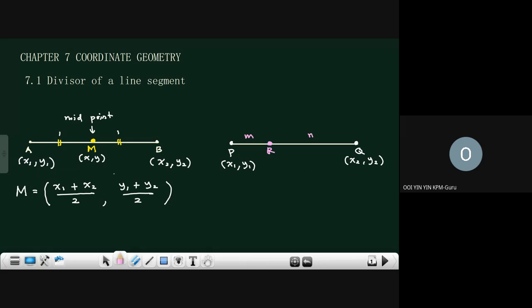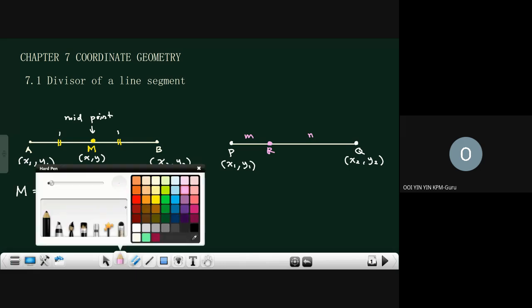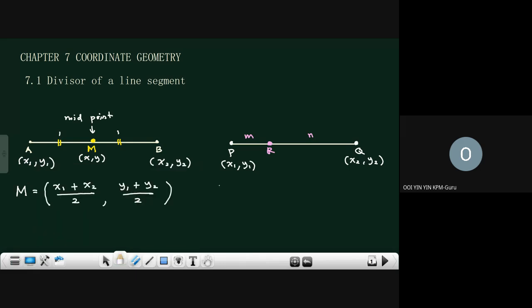Then how are we going to find this point R? Can we use back like this one? Of course it cannot, because this one is at the center, right? But now it's not the center, right? So to find your point R, there's a new formula. That's why I told you this one is what you learned this year. The new formula will be like this.